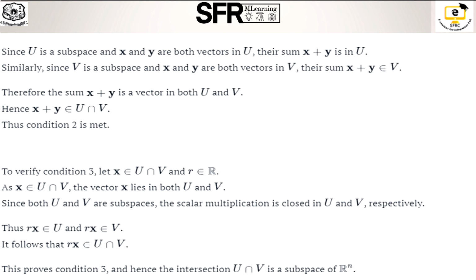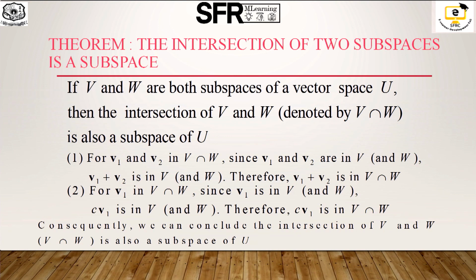Here also we have the same result in the next slide. The intersection of two subspaces is a subspace. From the first one we know U and V. Here we are taking V and W as both subspaces. Here also V and W are subspaces. For v1 and v2 in V intersection W, since v1 and v2 are in V and also in W, we have v1 plus v2 in V and in W.